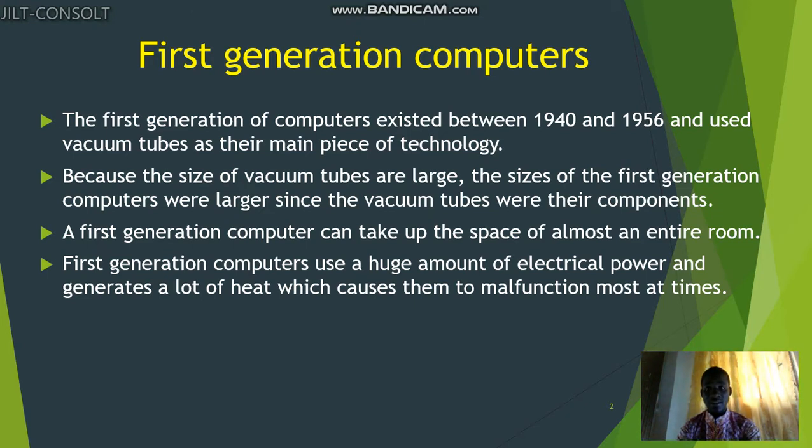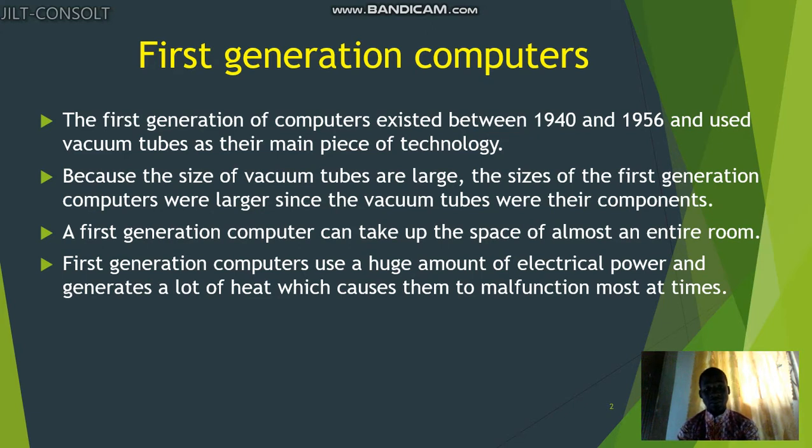These machines covered, let's say, an entire room. They are so heavy and they can occupy the entire room. First generation computers use a huge amount of electricity power. They generate a lot of heat. Because they use a lot of power, they generate a lot of heat, which causes them to malfunction sometimes.